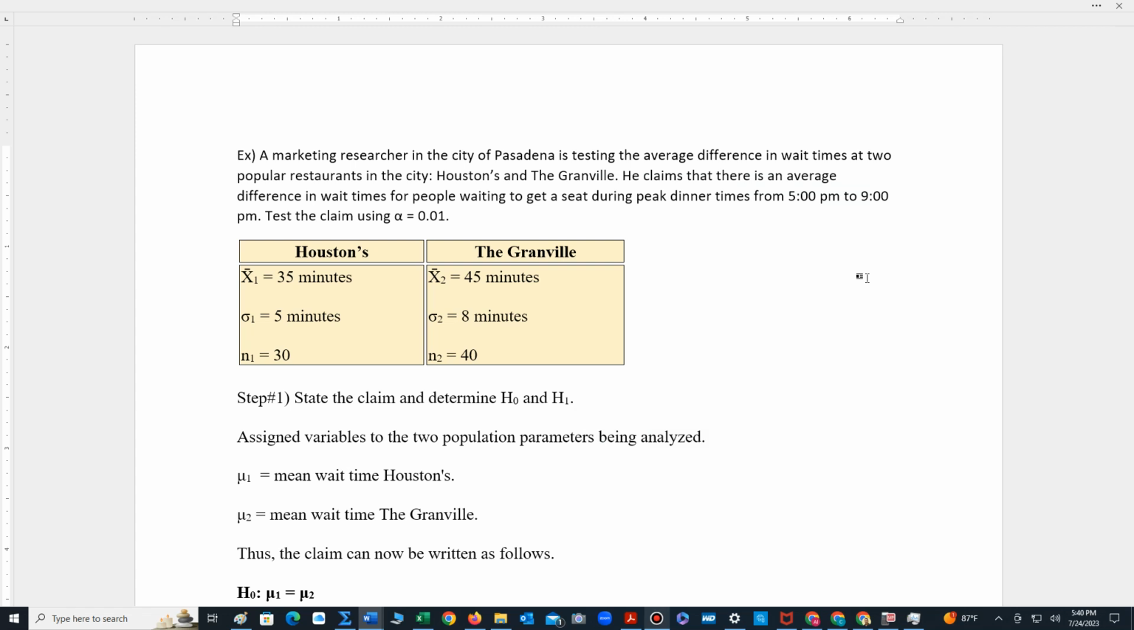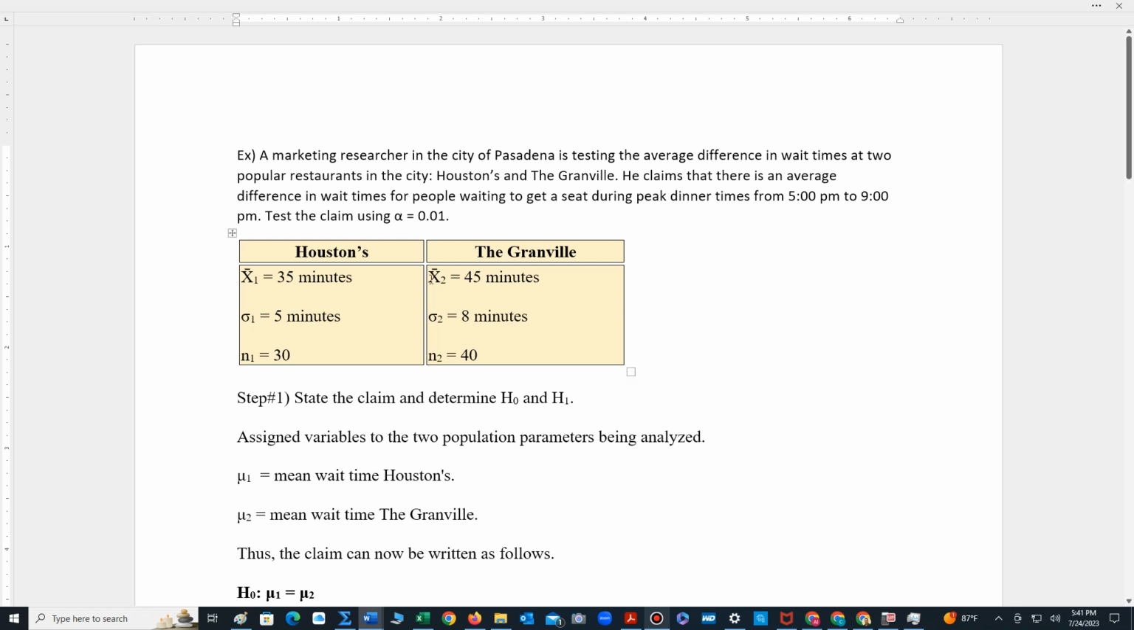We begin with the following problem, which states that a marketing researcher in the city of Pasadena is testing the average difference in wait times at two popular restaurants in the city, Houston's and the Granville. He claims that there's an average difference in wait times for people waiting to get a seat during peak dinner times from 5 to 9 p.m. Test the claim using alpha equal 0.01.